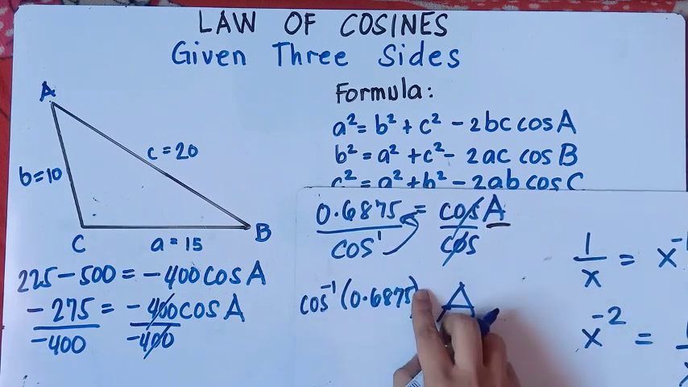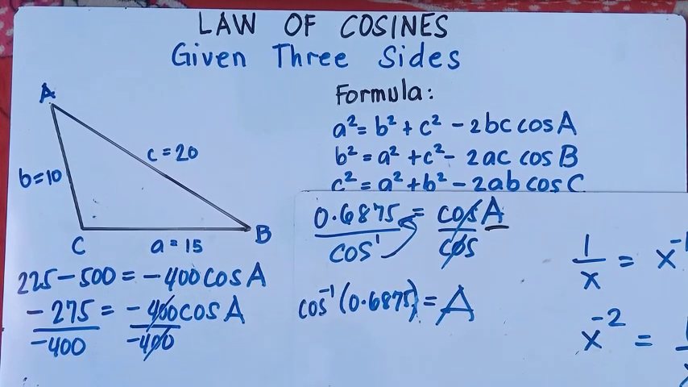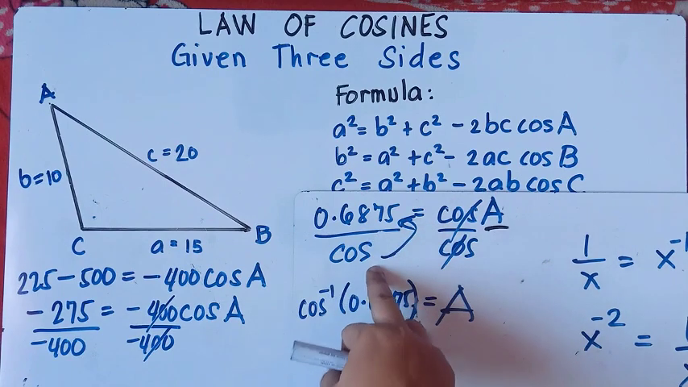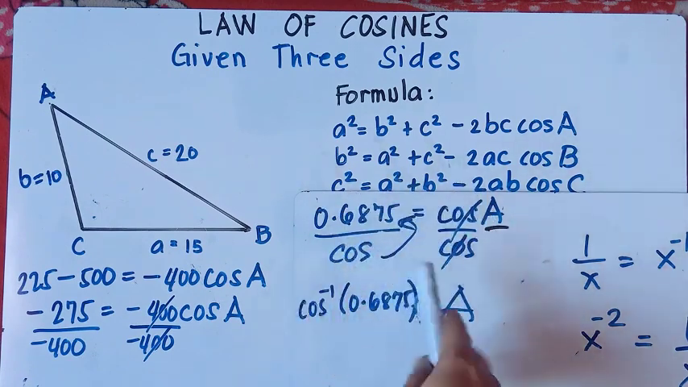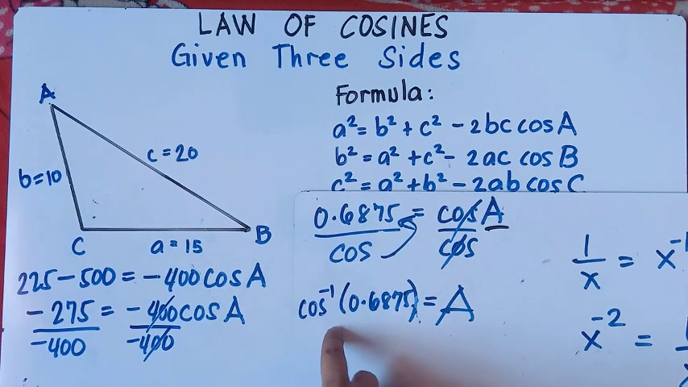0.6875 equals. So once again, just get the inverse. If the cosine is on the bottom part, just get the inverse. Get the inverse of cosine. So this becomes cosine inverse.